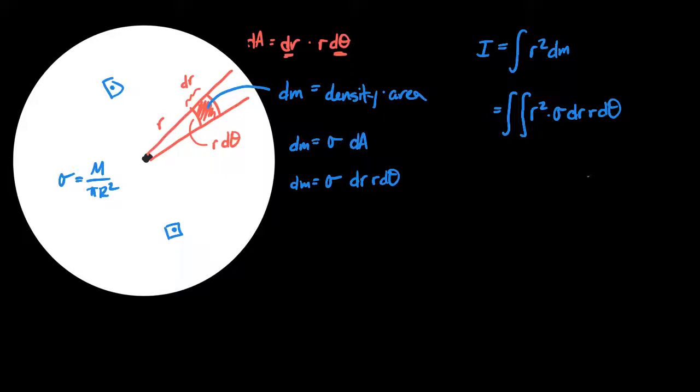All right, so keeping on with our tradition here, I'm going to set up my limits of integration, 0 to r and 0 to 2 pi. I'm also going to go ahead and collect like terms, so I have r cubed sigma dr d theta.